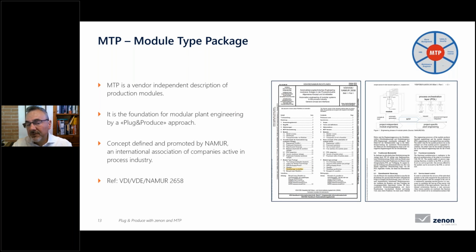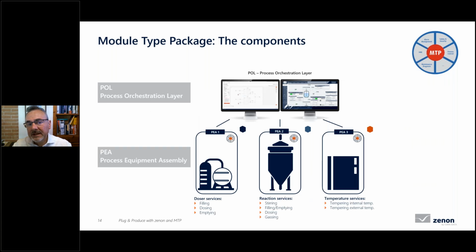We don't have time, of course, to explain the complete norm in this webinar. Let me simply offer you a quick overview of the three main components we have in the MTP. The first one is the PEA. So we see here the production modules on the lower level. For example, one type of PEA is this dozer. This dozer offers me 3 different services, and it is basically the capability of this dozer.